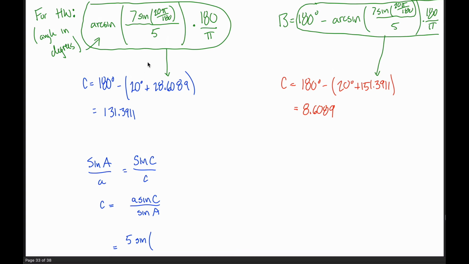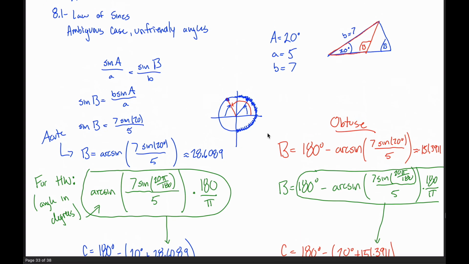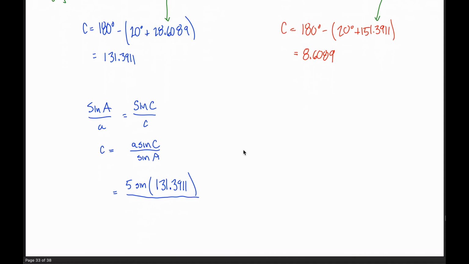But if you felt like being precise, you could type in 180 minus this entire expression right here. For the sake of saving this virtual ink that I'm using, I'm just going to type in the approximate expression and get an answer that's close enough. And then I divide by sine of a. However, I know that a is equal to 20 degrees. So my answer for c would be this.